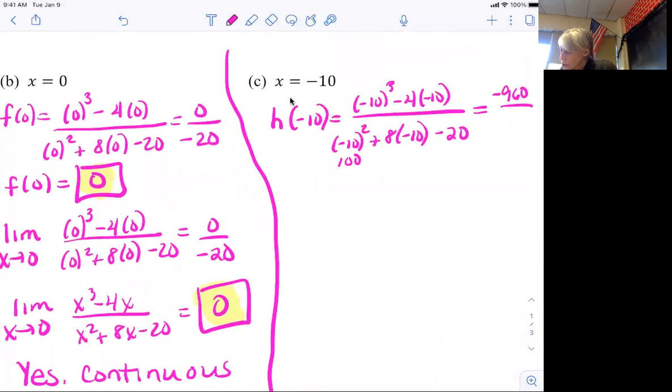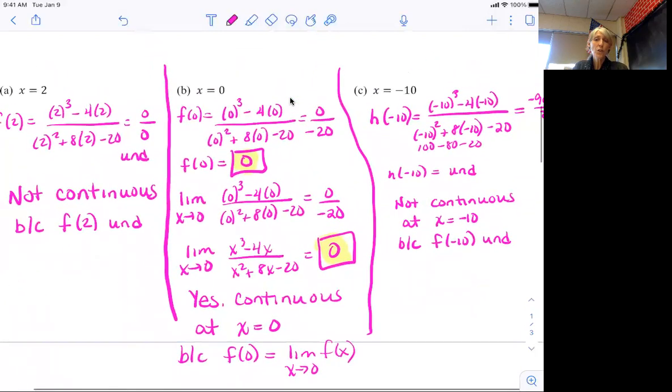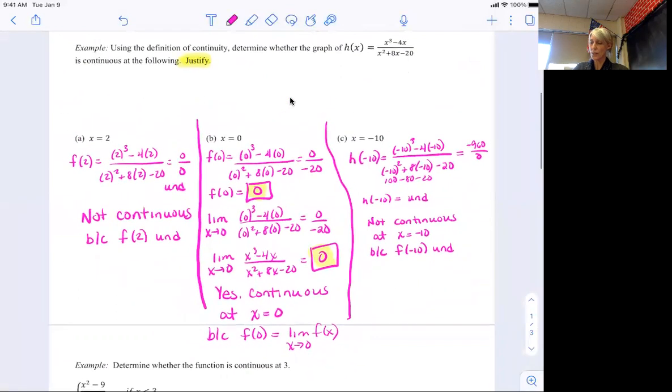And what is this? 100 minus 80 minus 20. That's going to be 0. When I plug in -10, I don't get an answer. So once again, not continuous at x equals -10 because h of -10 is undefined. Now, in some instances, you may have to do more work, but this is just the basic gist of things. That's how you would approach that type of problem when it's a rational function.